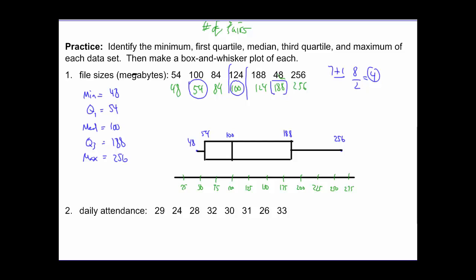And the last thing is just to label, give ourselves the title. We are looking at file sizes, so we can call this file sizes. And our numbers were based off of megabytes, so we can put megabytes. And there's our box and whisker plot and our 5-number summary.